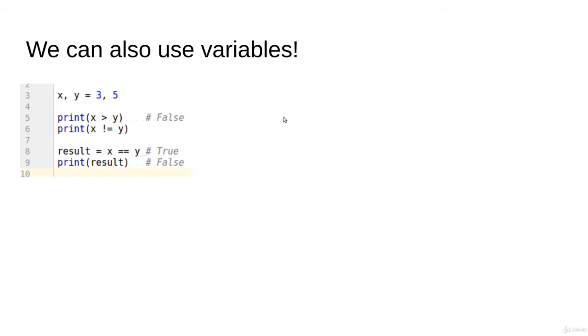In a very similar way, we can put the value of the expressions in variables. So we have here x and y with 3 and 5. We can say x greater than y or x not equal y. So far so good. I can also create a variable result and put the result of the expression in it. So x equal y, we put it in result. Then we print, it will be false. So we can use variables to express the relationships.